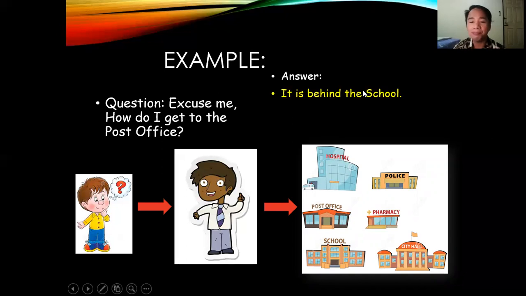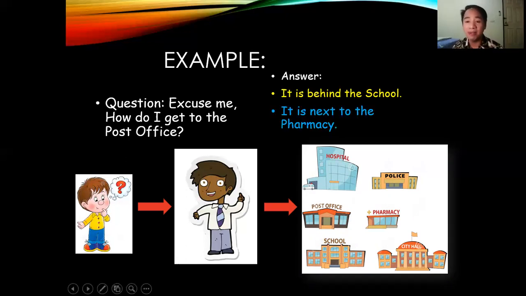So you can say it is behind the school. So this is the school. At the back of the school is the post office. Okay, that's how you answer. The school is the landmark. Behind that, you can find the place that you want to go, the post office, right? Or you can say it is next to the pharmacy. So this is the pharmacy. Next to that building is the post office. Okay, so that is how you answer.